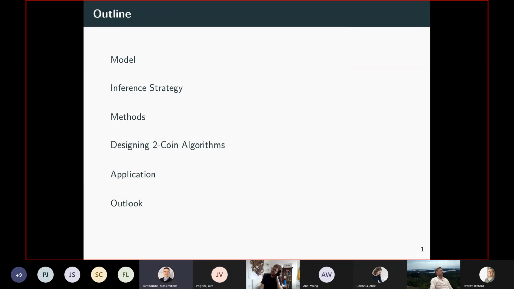Just ignore the sound. Then I'll talk about how to customize those methods to work robustly in this specific context. And finally, I'll show you some output on a simple application.